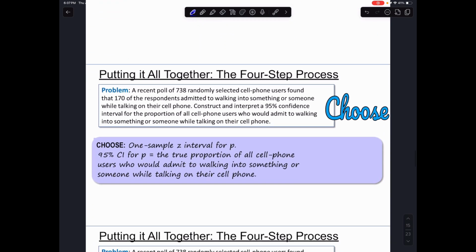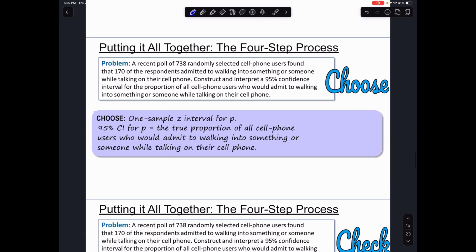So the first C is choose. You must say this verbatim. They are very particular on the words you pick. So you must say one sample Z interval for P. Okay? You have to mention the confidence level for that interval. And then you have to give some context of P. You must say P and the true proportion of your context. So in this case, all those people that are running into someone when they're on their phone.